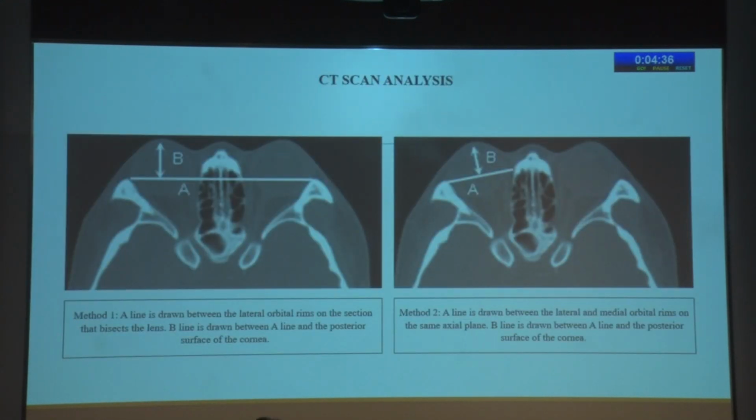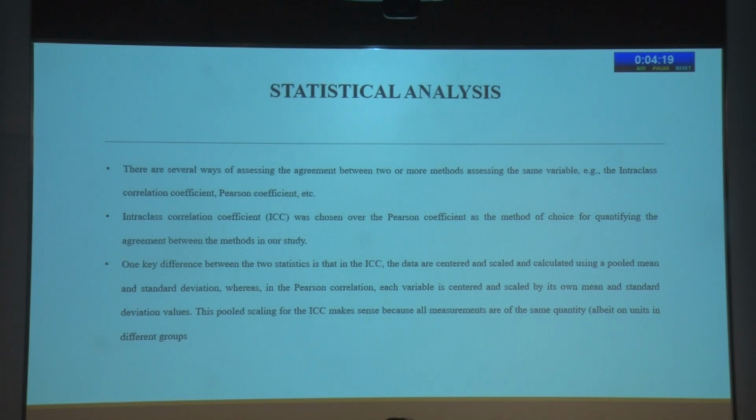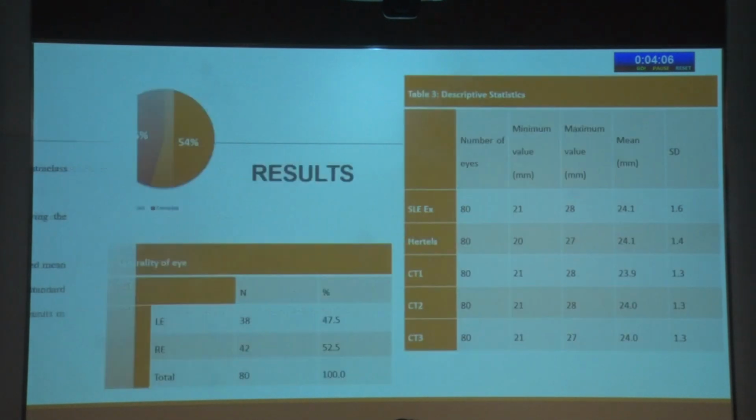And we also have three ways of measuring proptosis using CT scan. The first method is where there's a horizontal line between the two orbital rims. The second method is pertaining to unilateral cases. And the third method is from the sagittal section. Following which statistical analysis was done, and interclass correlation coefficient was chosen as a method of understanding the reliability, and Bland-Altman plot was plotted to understand the correlation of different values.